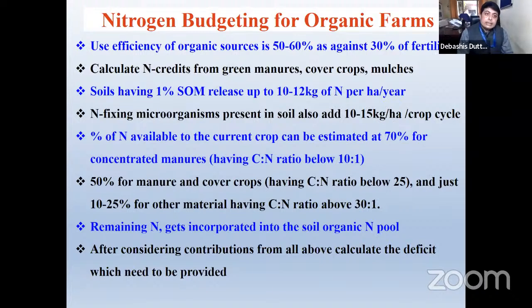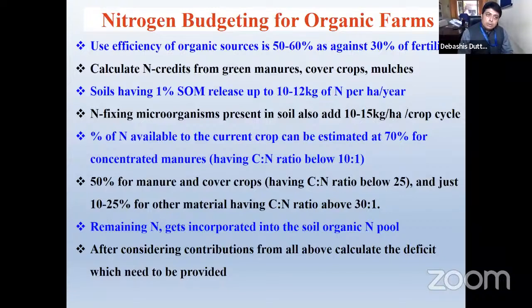In that case, use of organic sources is 50 to 60% as against 30% for fertilizer. So calculate the nitrogen credit from green manure, cover crop, and mulches. Soil having 1% soil organic matter releases up to 10 to 12 kg of nitrogen per hectare per year.